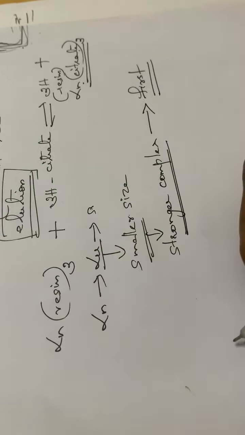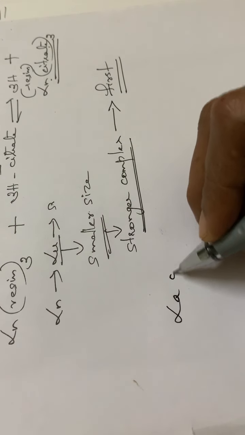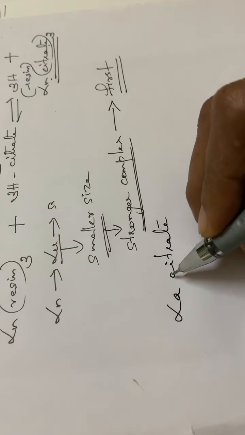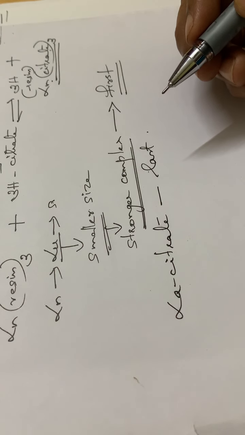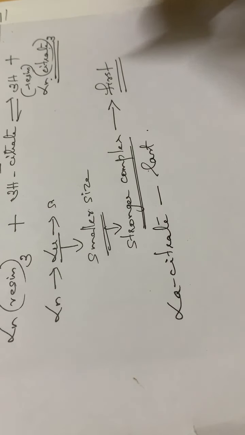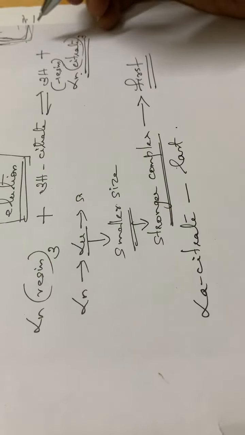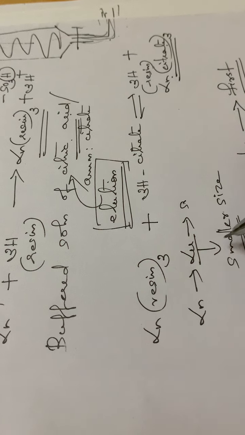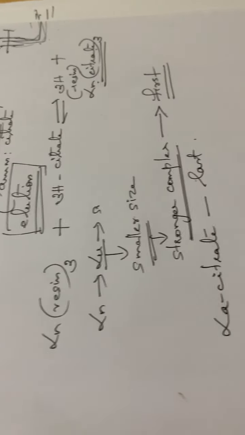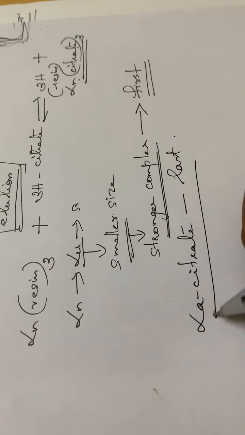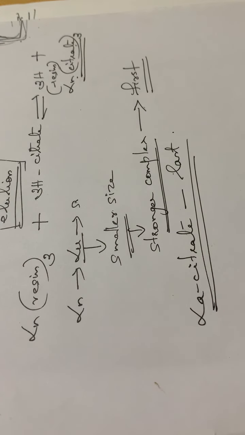Then the last to come will be the lanthanum citrate complex. Lanthanum citrate complex comes out last. The smaller and heavier ions will be eluted first. That means the lutetium citrate complex will be coming out first. Then in the last stage only, this lanthanum citrate complex will be coming out.